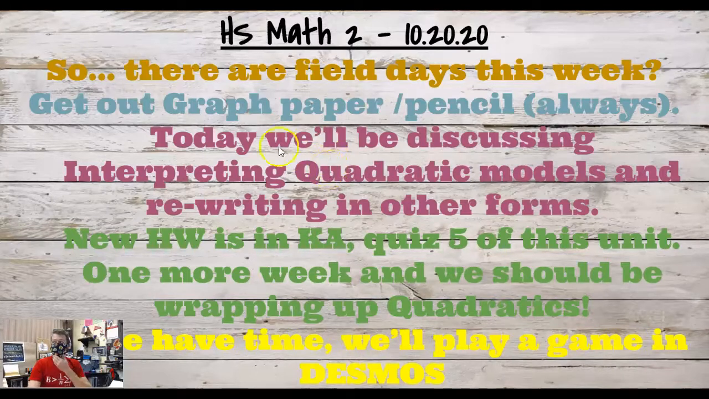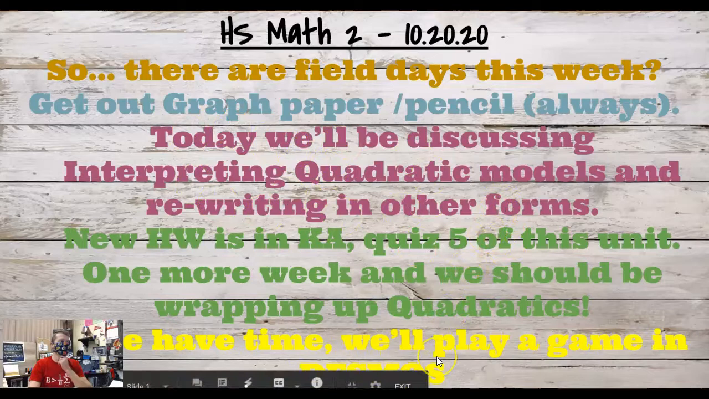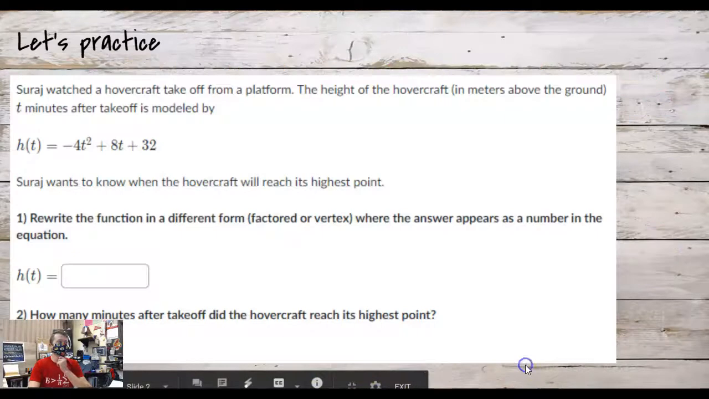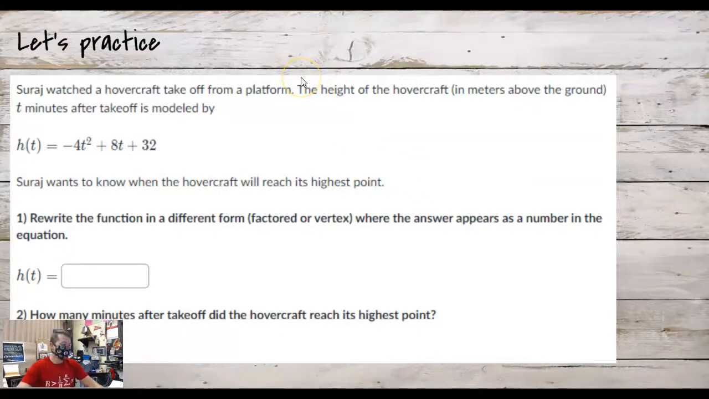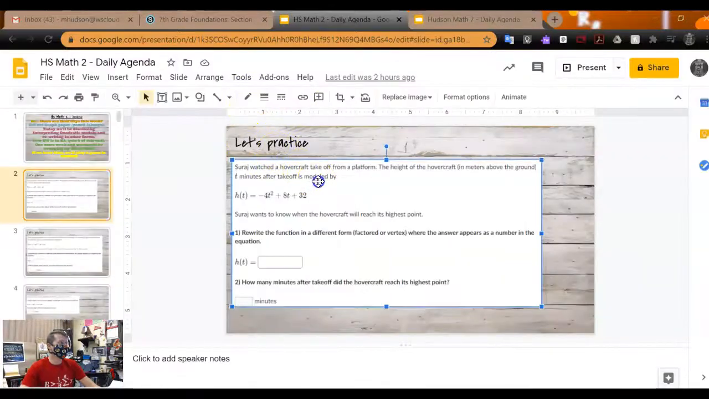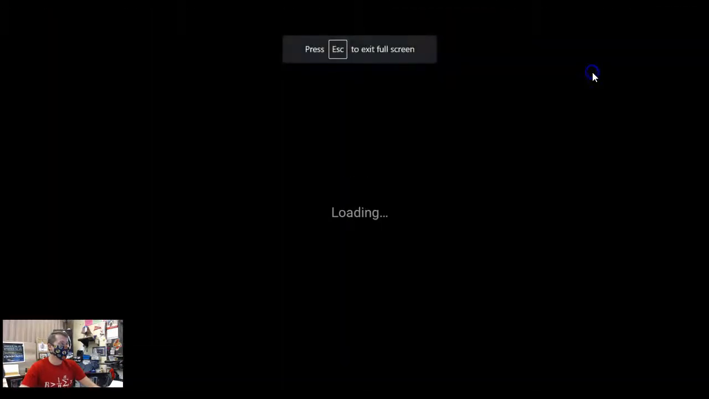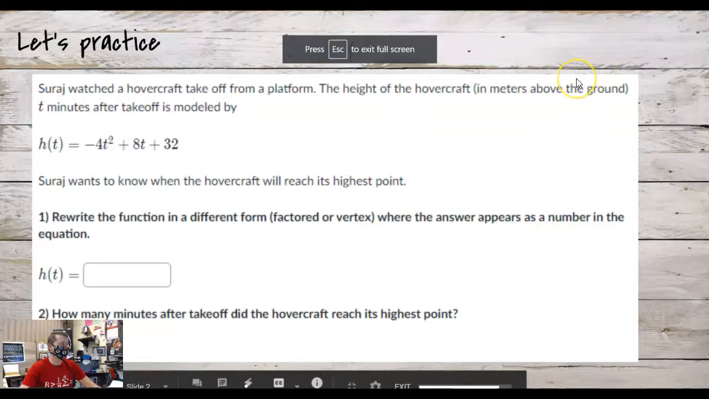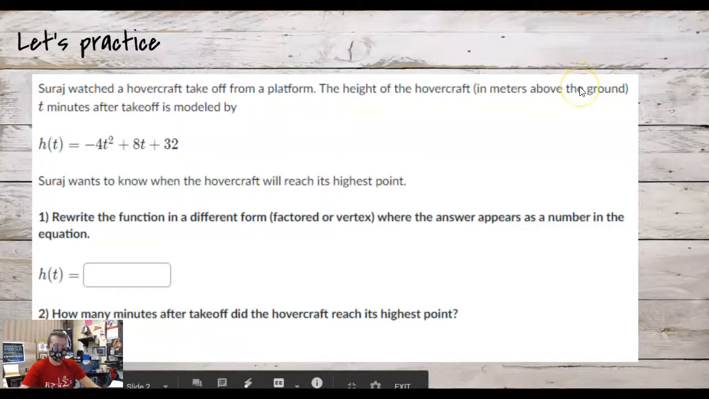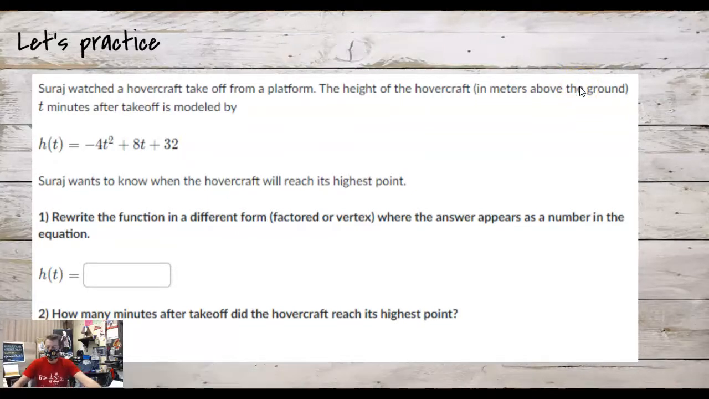Today, we're talking about interpreting quadratic models and rewriting in other forms, and we may play some Desmos. I've got tons of games in Desmos that we can play if we run out of things to do. These problems are exactly like what you're going to see in Khan Academy. Cough, cough, hint, hint, nudge, nudge. They might actually be the same.